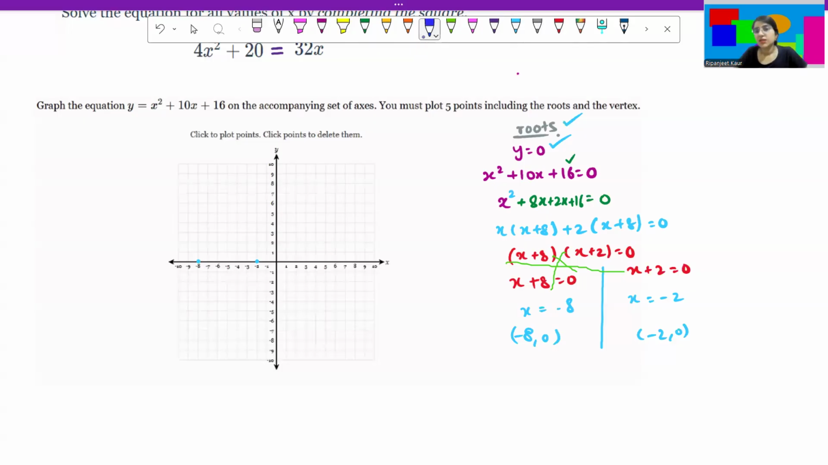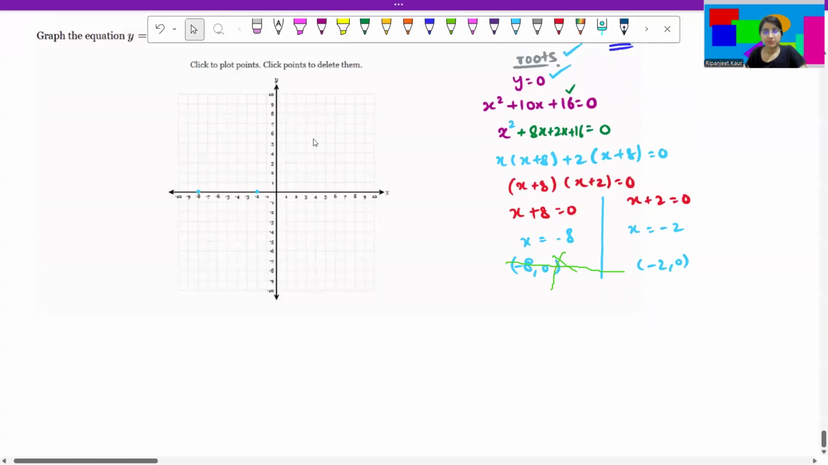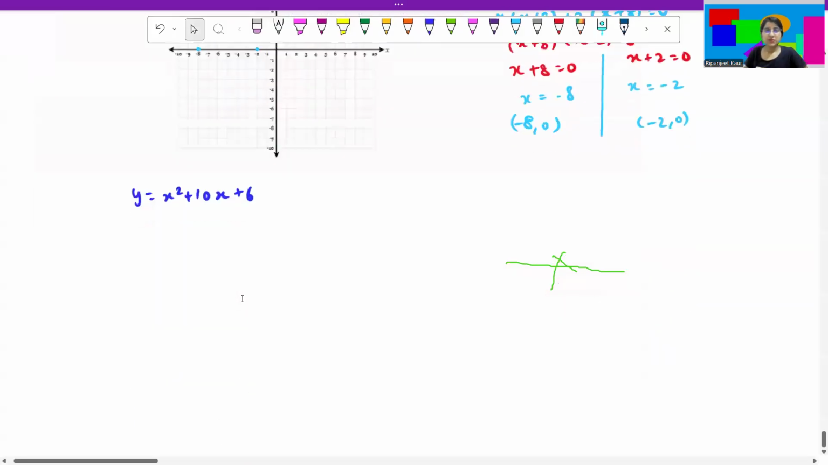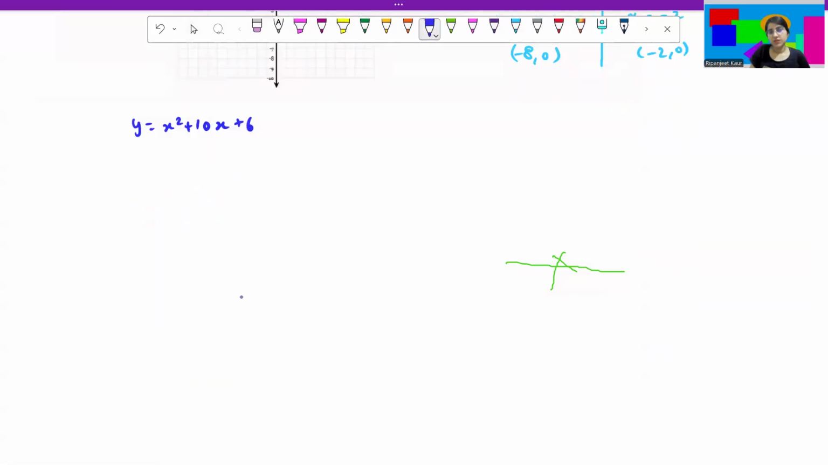Then they are saying about the vertex also. So we should know the vertex form. Y is equal to x square plus 10x plus 16. Let me write the vertex form. The vertex form is y is equal to a times x minus h whole square plus k, where h and k represent the vertex. So we want it to be in this format.